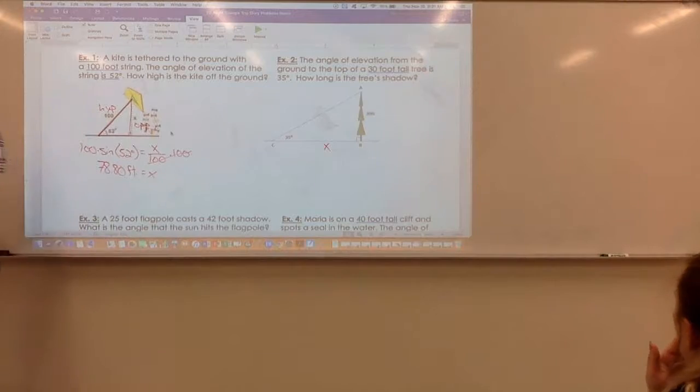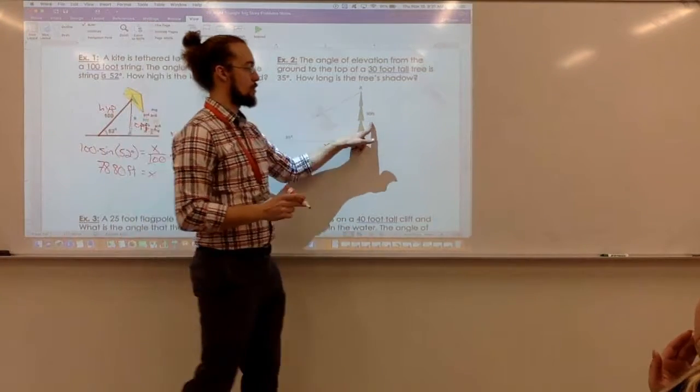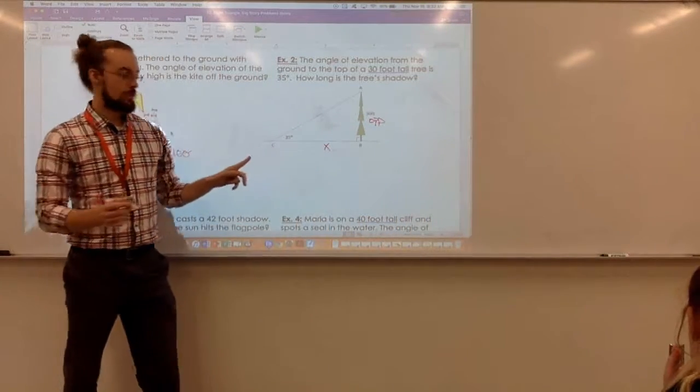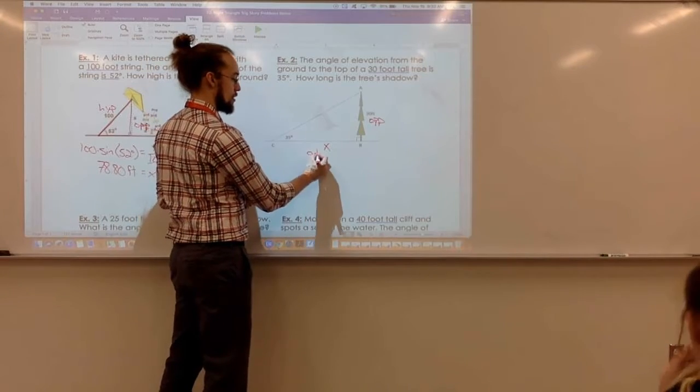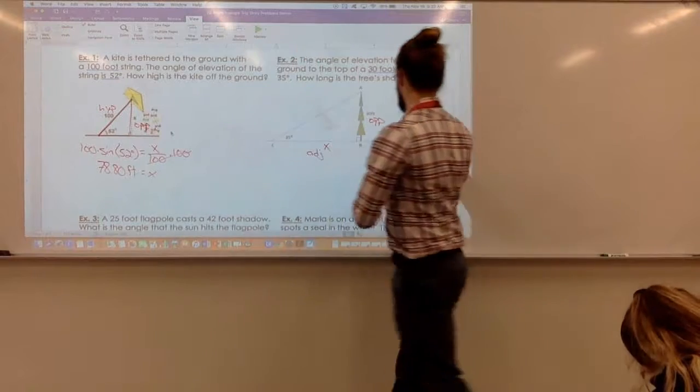With respect to my 35-degree angle, is 30 opposite, adjacent, or hypotenuse? Opposite. And x is adjacent. So what trig function? Tangent. So what's my setup?